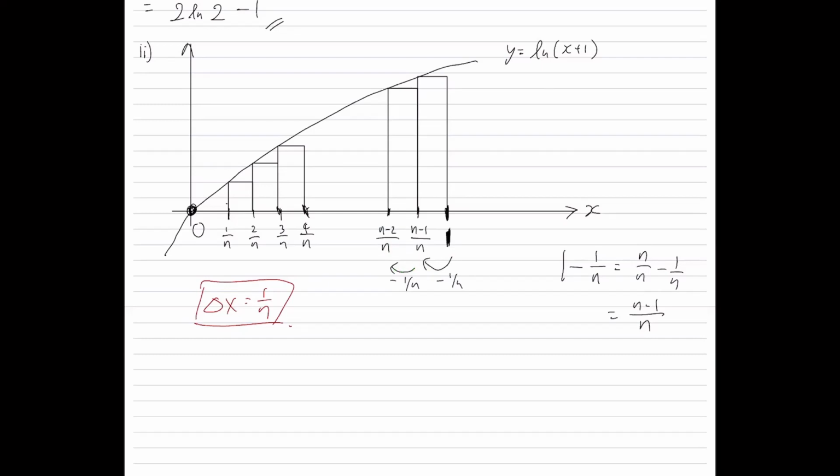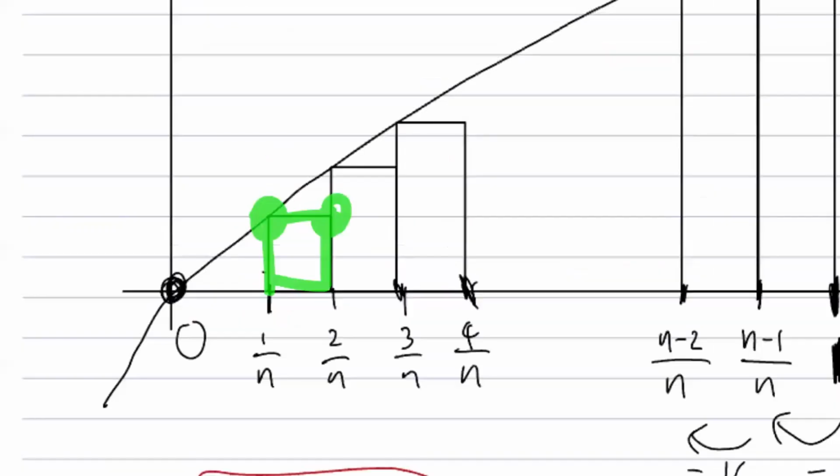Okay, then let's focus on the endpoints. Which points are the intersection between the rectangle and the curve? The left endpoint or the right endpoint? Top left or top right? Let's zoom in on this rectangle. Mickey Mouse. Left or right?